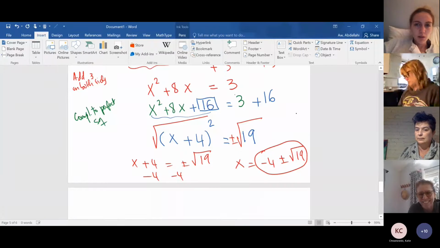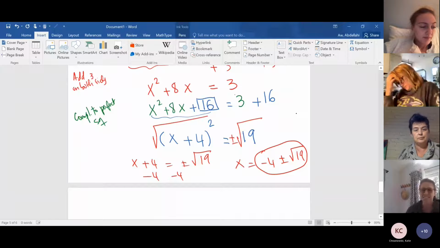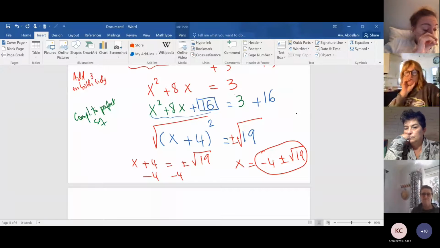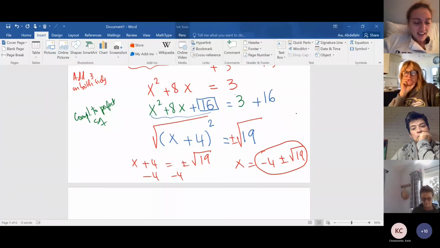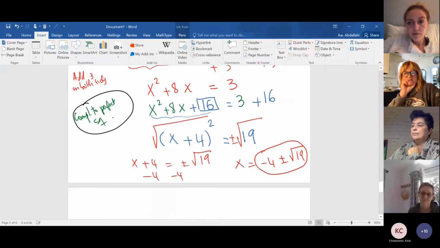Okay, so if you come back to this method, what is the main step? Is the addition of 16. That is the main step. The addition of 16 on both sides. That is why the method is called completing the perfect square. That is why we say completing the perfect square is to add 16.